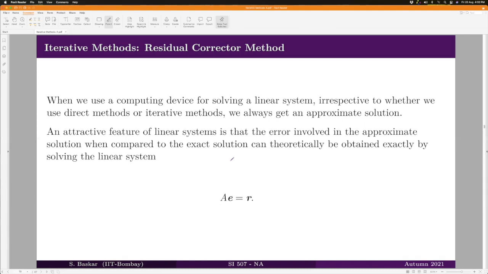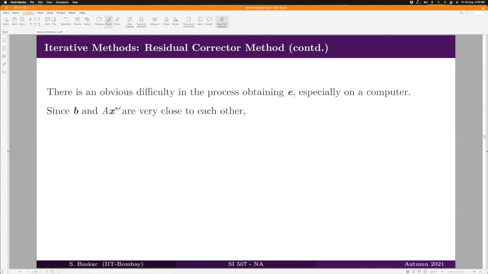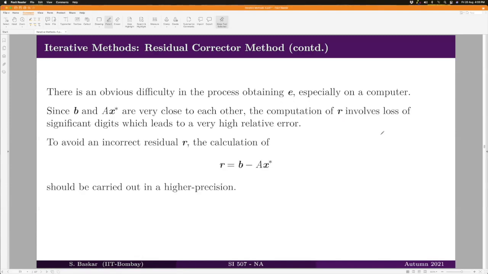However, when you put this system on a computer and use any method, even direct method, we are not going to get exactly the value of E, right? There is one more added problem in solving this system. The problem is that as you go closer and closer to the solution, your approximate solution will be such that A x star will be approximately equal to b, right? That is, when x star is very close to your exact solution, consequently, your A x star will be very close to the right-hand side vector b. And if you recall, your residual vector is the difference between b and A x star. Therefore, you are coming across the subtraction of two numbers which are very close to each other, and therefore this will lead to a loss of significance.